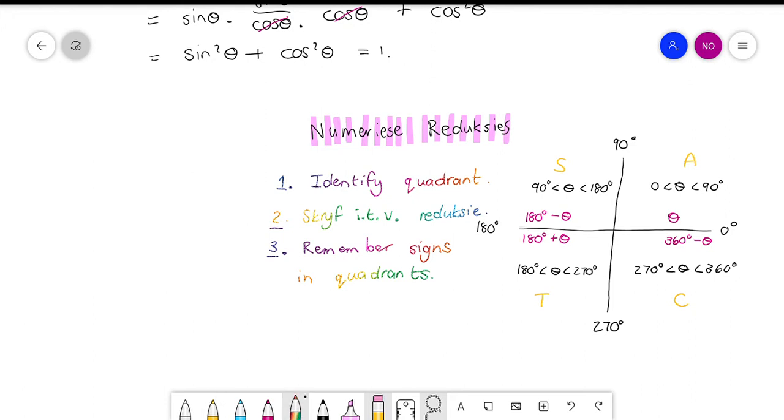Okay, and then just basic things to remember. You can always add multiples of 360. Okay, so I'm going to jump in with a few examples.